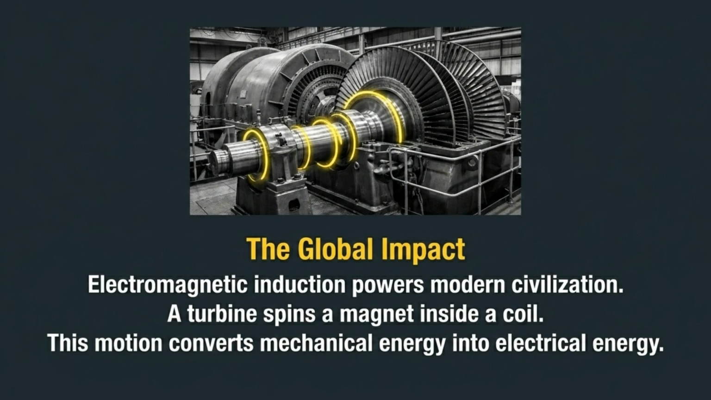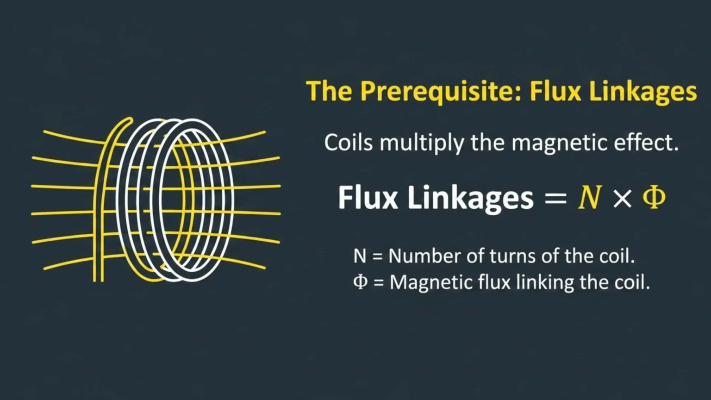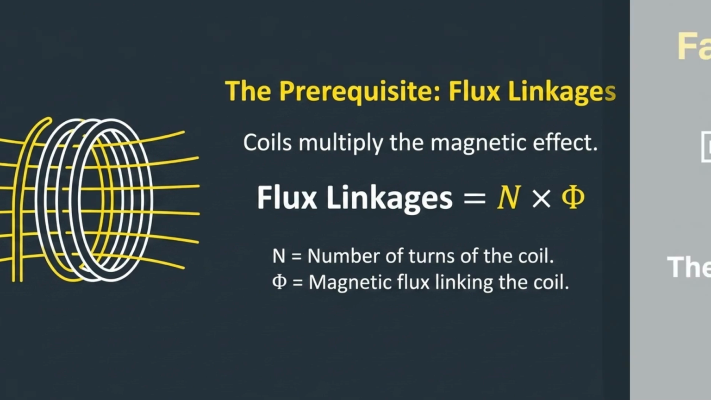By spinning a magnet inside a coil, often via a turbine, we can efficiently convert mechanical energy into electrical energy on a massive scale. To understand induction, we first look at flux linkages. By using coils with multiple turns, we can multiply the magnetic effect. The total flux linkage is defined as the number of turns, N, multiplied by the magnetic flux, phi.